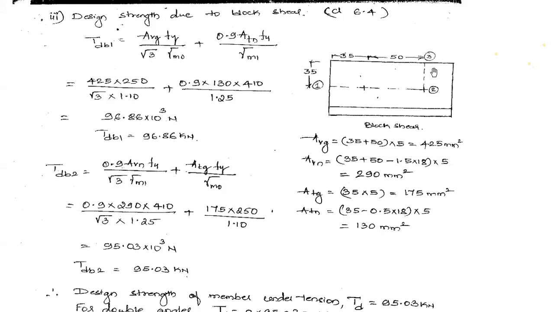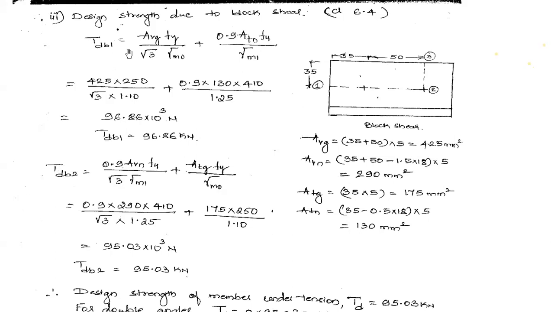Along the tension plane, the length is this 35 mm. So if I want the gross area, simply 35 by 5. When calculating the net area, it is 35 minus half the bolt diameter, so 35 minus 0.5 into 18, into 5 mm angle thickness. This is 130 mm square. So these two equations are there for calculating strength in block shear.